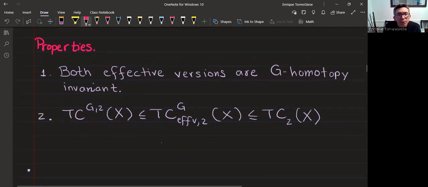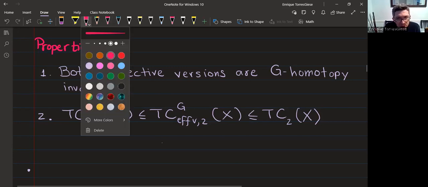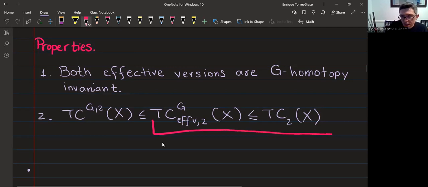And let me mention a few properties. Both of these constructions, the effective one of Cadavid, Gonzalez, Gutierrez, and Ipanaque, and the other one of Blasik and Kaluba, are G homotopy invariants. And they are related in this way, as you can see in this inequality. Both provide lower bounds for the regular TC of the topological space X. So in a way, they are nice approximations of the classical TC, and the one I will be paying more attention to is this one, the TC of Gonzalez.